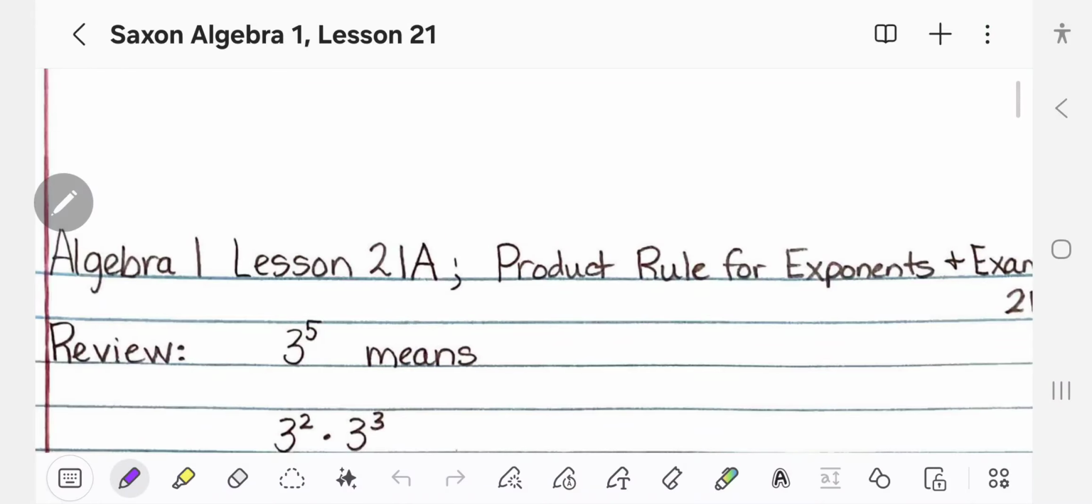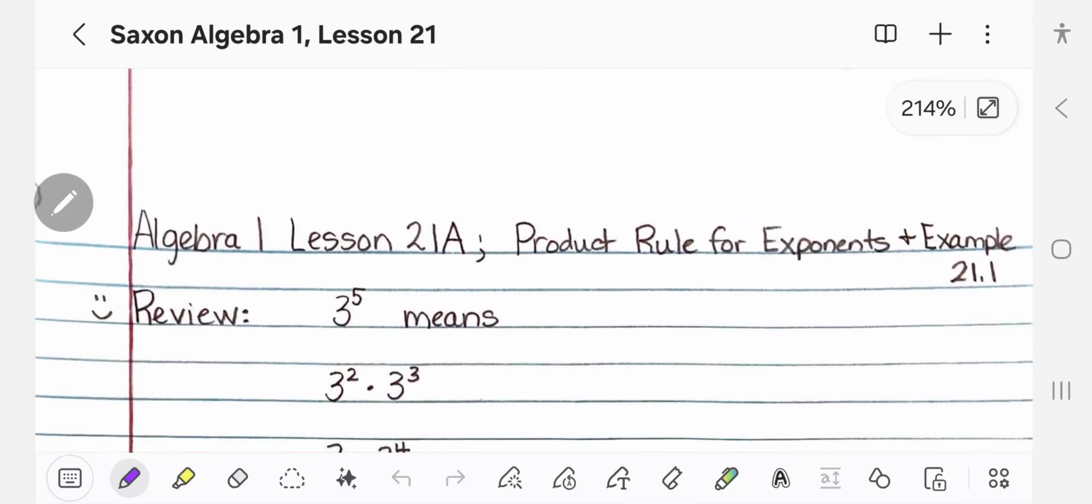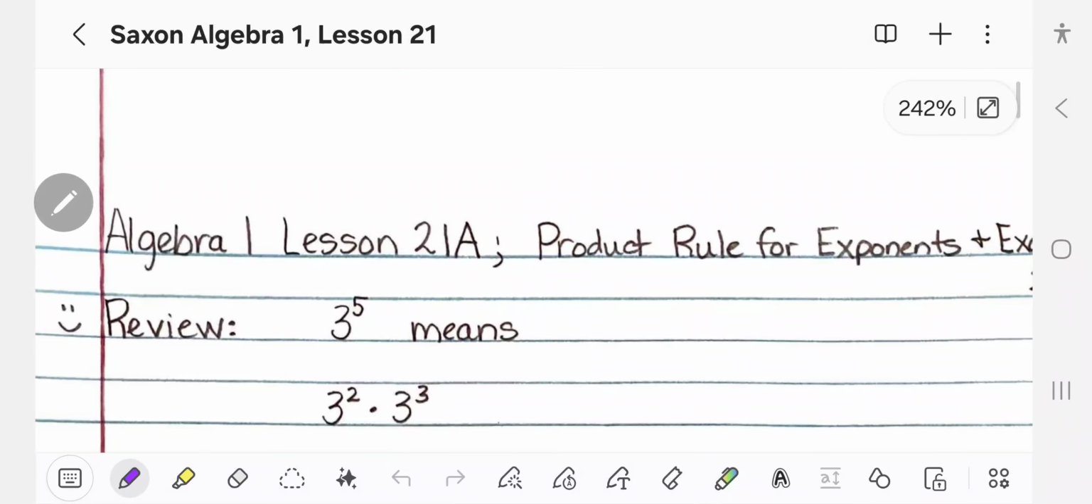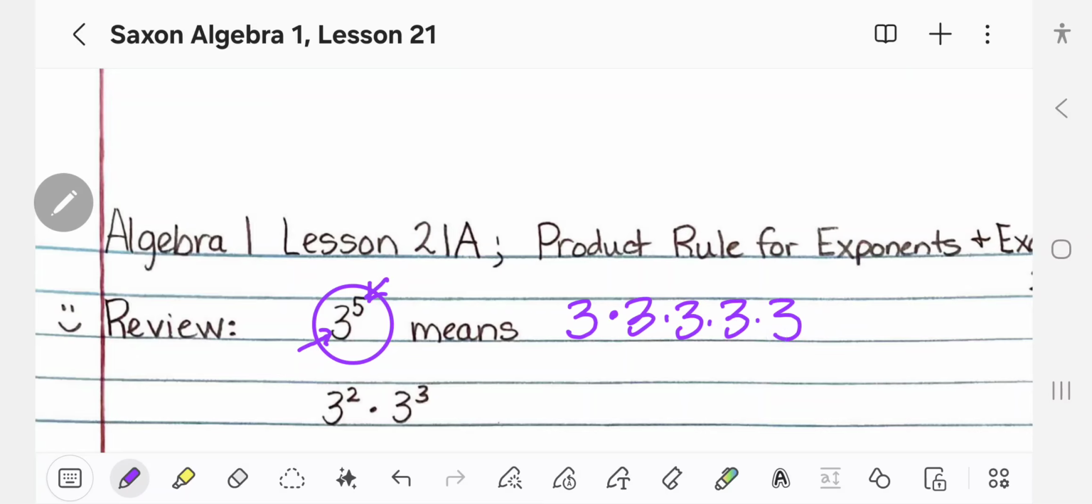This is Algebra 1, Lesson 21A, the product rule for exponents, and example 21.1. So we're going to start with a little bit of review. We know what this expression means. 3 to the 5th means you have the factor of 3, that's your base, and it's going to be used a total of 5 times. That is your exponent. So it's going to be 3 times 3 times 3 times 3 times 3. That's what 3 to the 5th means.